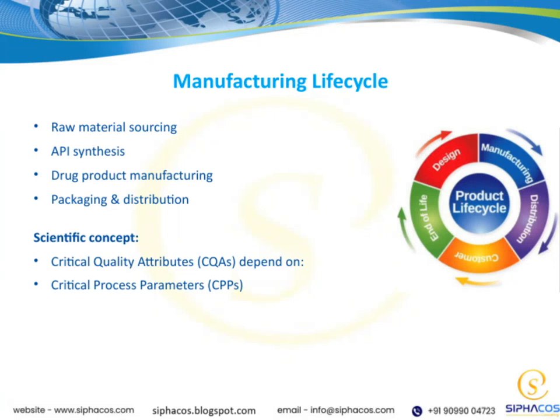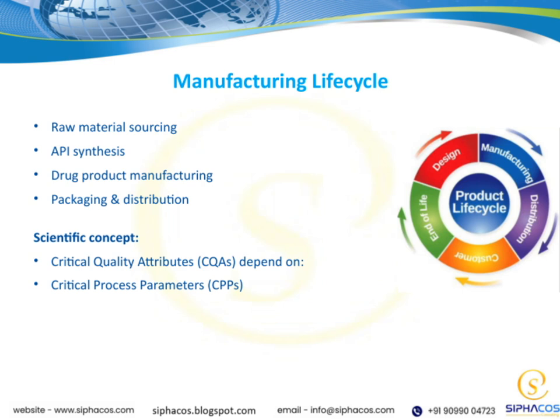Let's walk through the manufacturing life cycle, which is a crucial part of ensuring we get high-quality medicines. It all starts with raw material sourcing, where we select the best ingredients needed for production. Next is API synthesis, where the active pharmaceutical ingredient, or API, is actually created through complex chemical processes. After that, we move on to drug product manufacturing, where the API is formulated into the final drug form that patients will use. Finally, there's packaging and distribution, ensuring the product reaches the right patients safely and efficiently.